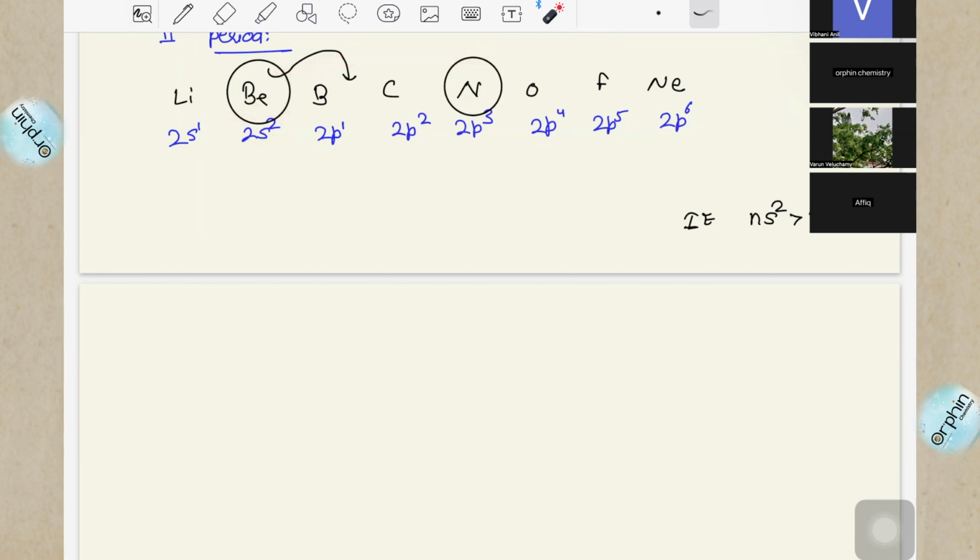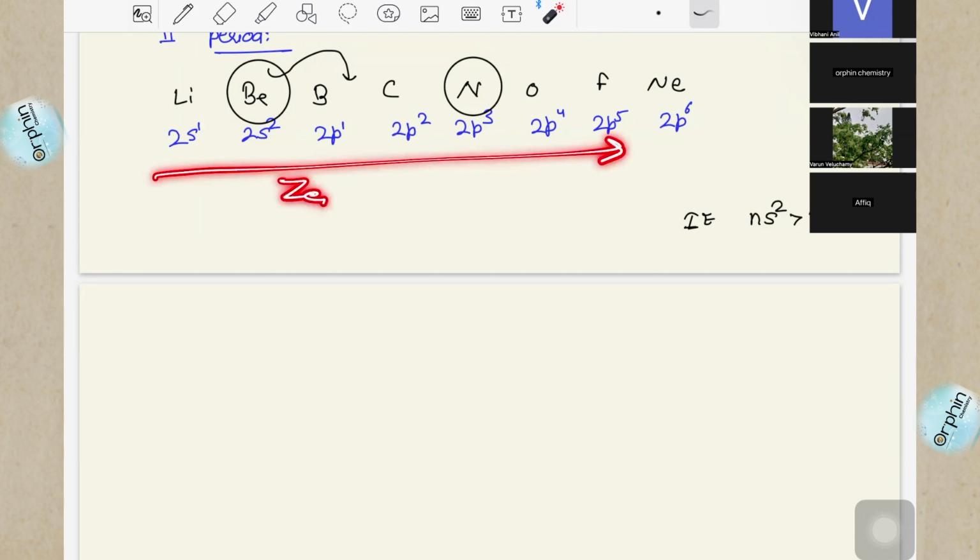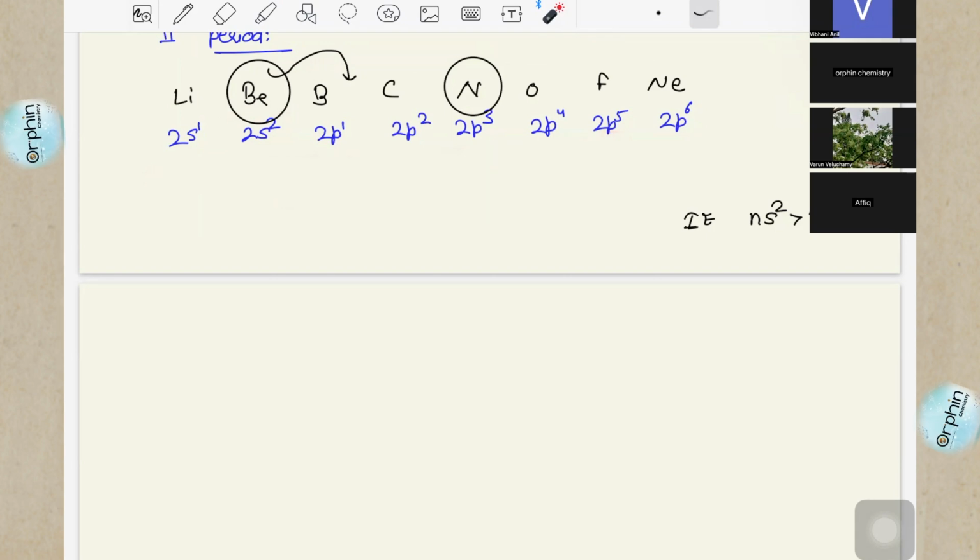Because left to right, one factor is also working, that is Z effective. Left to right, Z effective is also constantly increasing, right? That is also increasing. So beryllium and boron have more Z effective. But because this electron has been removed from the s subshell, here the removal will be difficult.